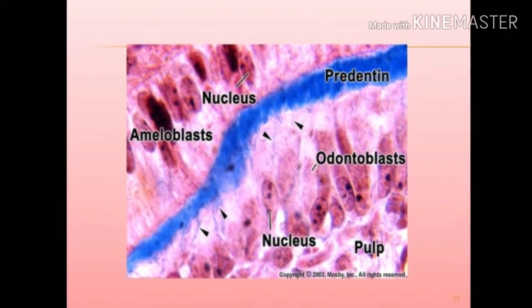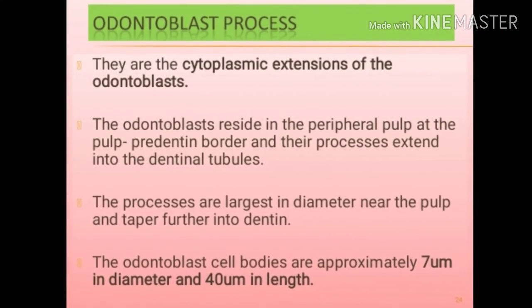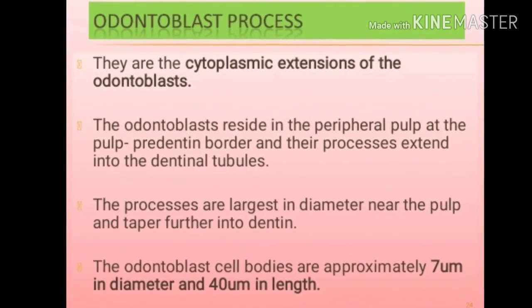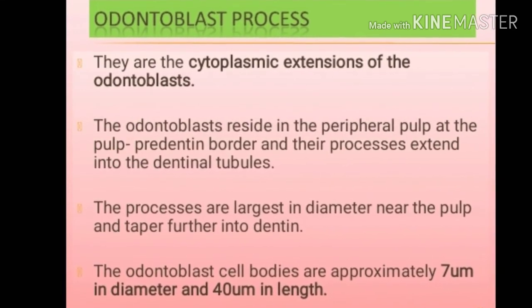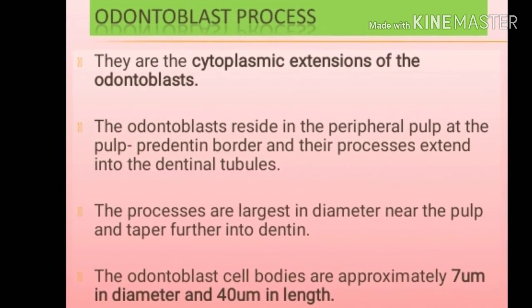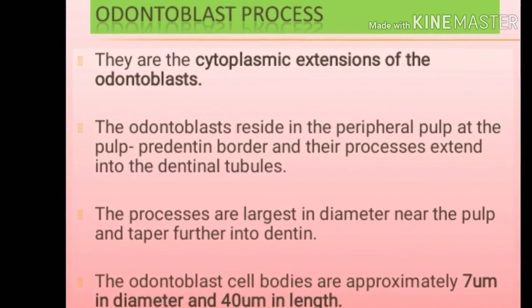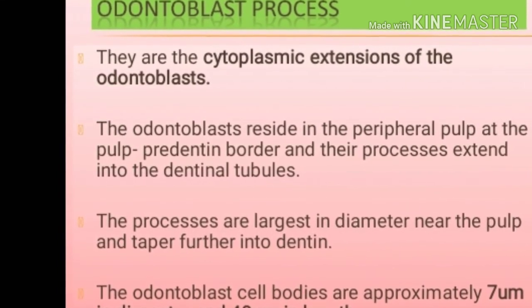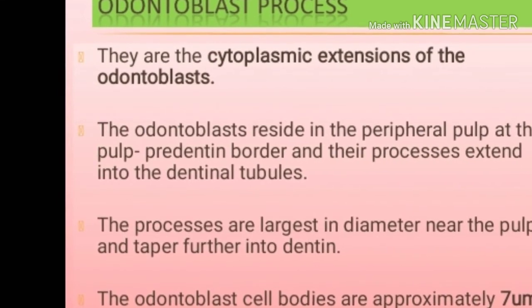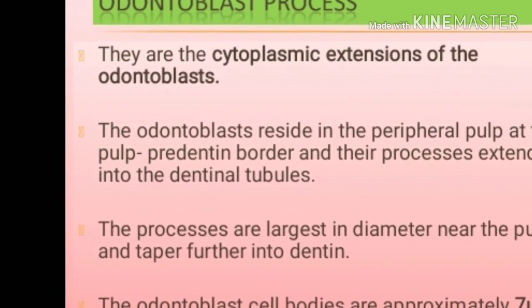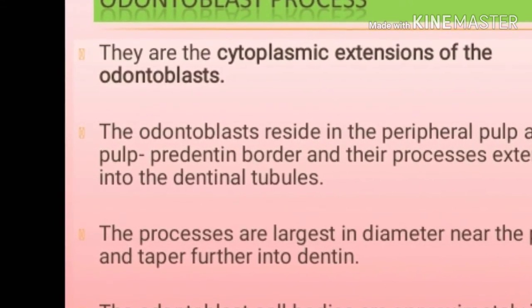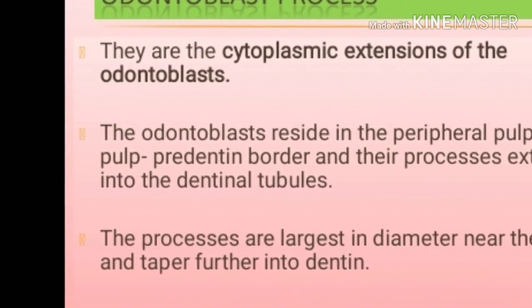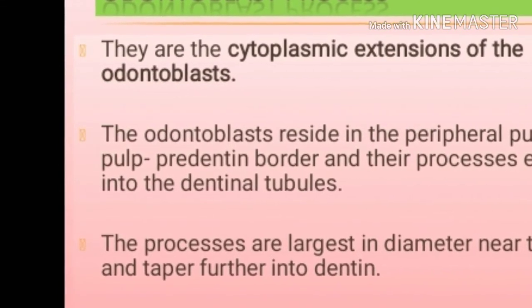Odontoblast processes. They are the cytoplasmic extension of the odontoblast. The odontoblasts reside in the peripheral pulp at the pulp predentin border, and their processes extend into the dentinal tubules. The processes are largest in diameter near the pulp and taper further into dentin. The odontoblast cell bodies are approximately 7 micrometer in diameter and 40 micrometer in length.